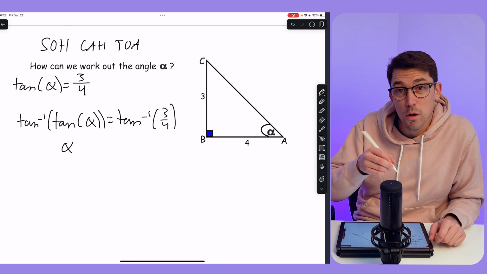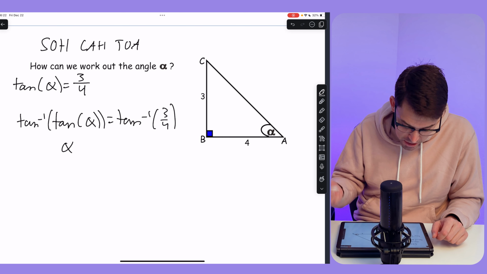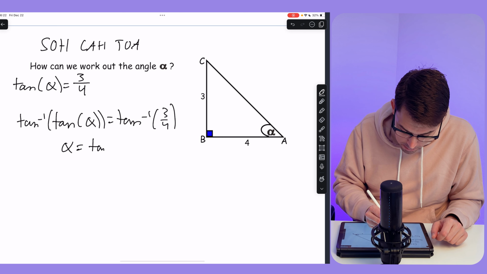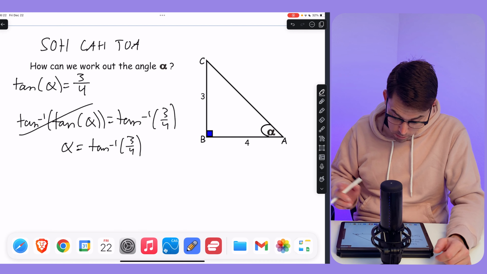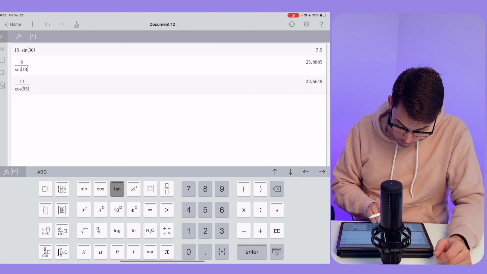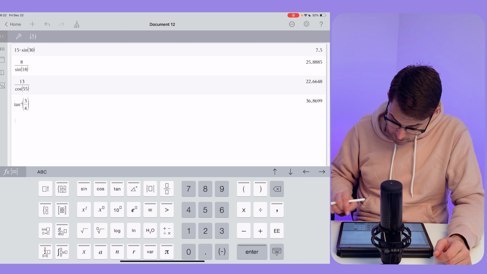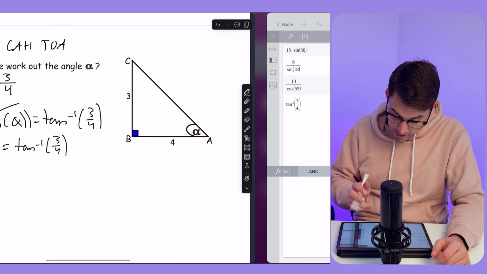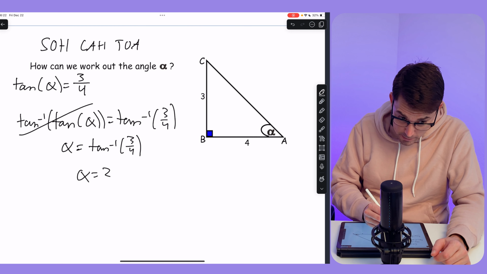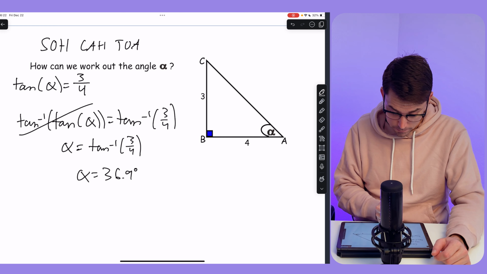So what does that mean? It means we are left with alpha, which is just the angle, and that is equal to the inverse tangent of 3 over 4, because these two basically cancel each other out. If we go into our calculator, we just go to inverse tangent, 3 divided by 4, and we get 36.8699, 36.9 for me because I am doing 3 sig figs. And remember, we are looking for the angle, so that is in degrees.